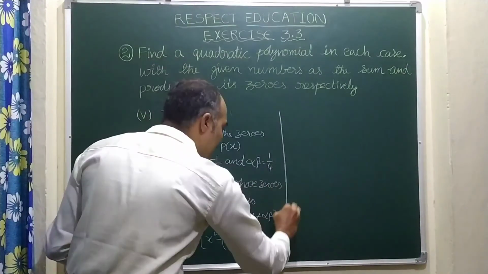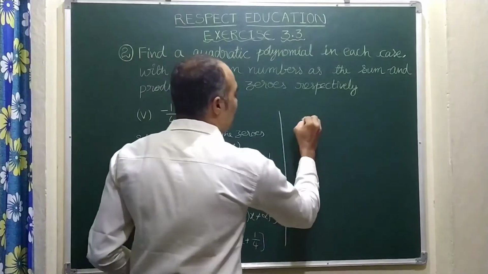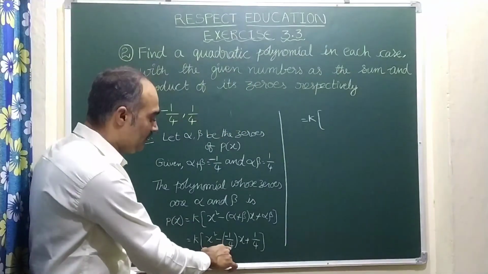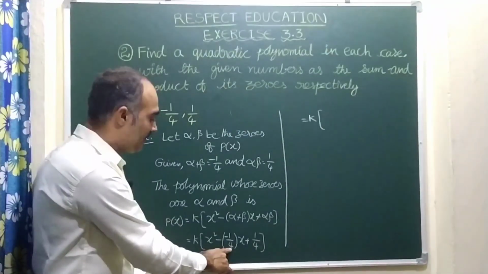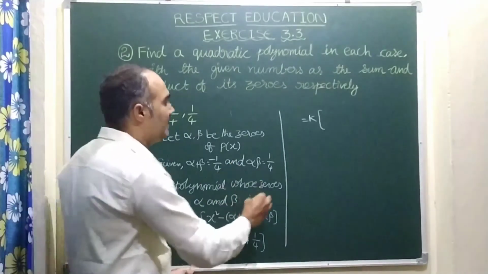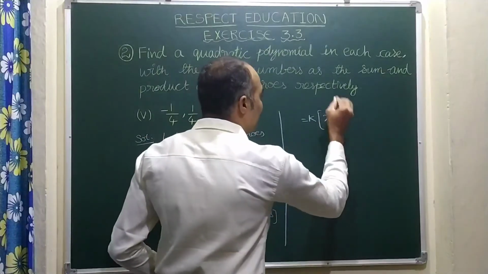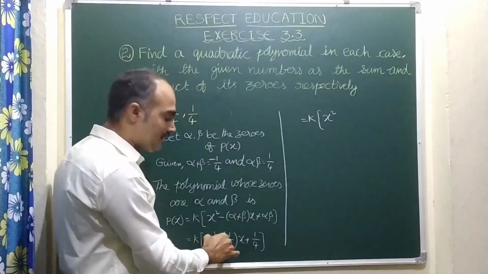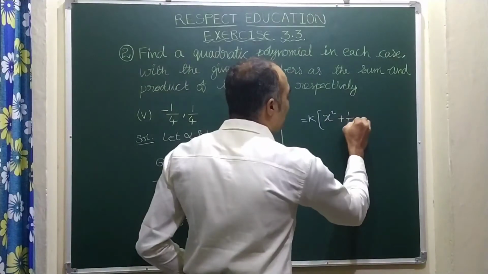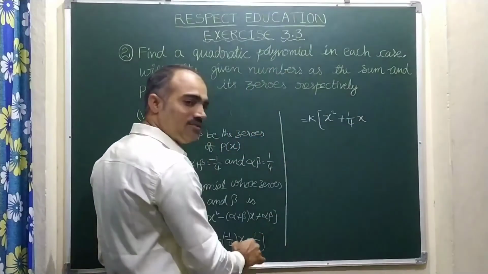Now let us simplify here. So p of x equal to k times, here you see 4 is LCM, before that minus into minus is plus, so let us write that step first. Here x square, minus into minus is plus, so plus 1 by 4 into x plus 1 by 4.